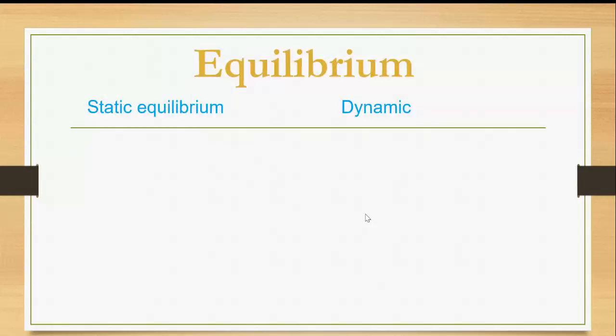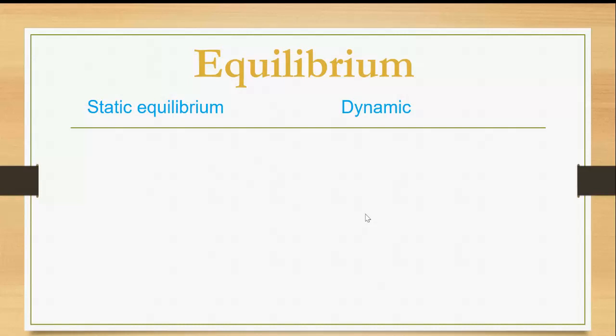So we have two different states of equilibrium. We have static equilibrium and dynamic equilibrium. So you might have heard of static and dynamic stretching. Okay, it's a similar concept here. Static stretching is when you're stretching not while moving, so whilst stationary, hence the static. And dynamic stretching is when you are moving while stretching.